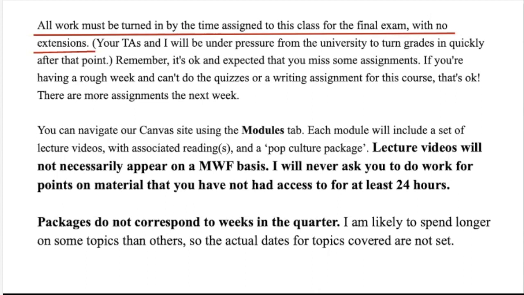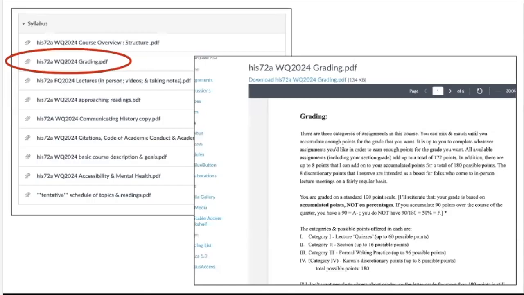Remember, it's okay and expected that you miss some assignments. If you're having a rough week and can't do the quizzes or a writing assignment for this course that week, that's okay. There are more assignments the next week. Grading is the second entry in your syllabus. And again, you open it up, it will look something like this.